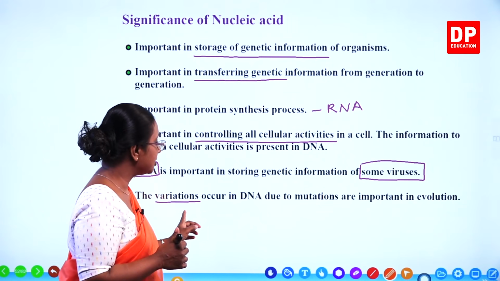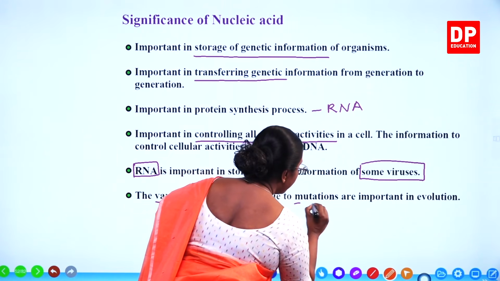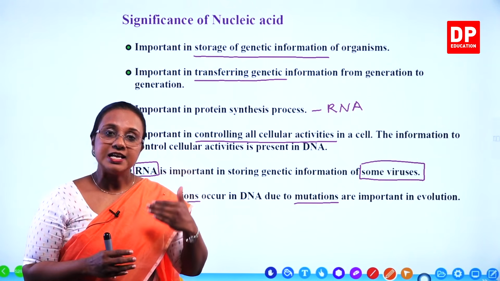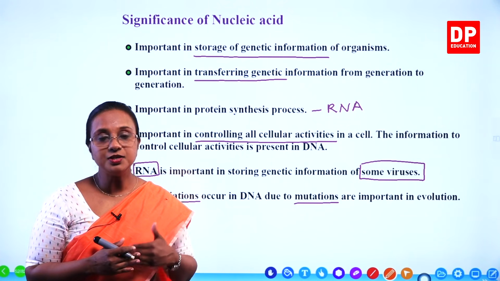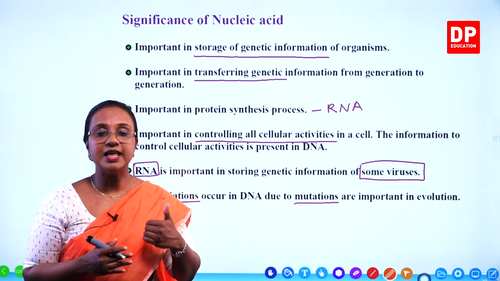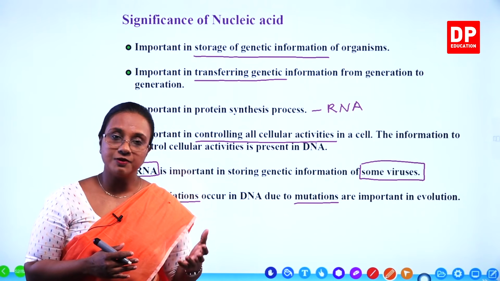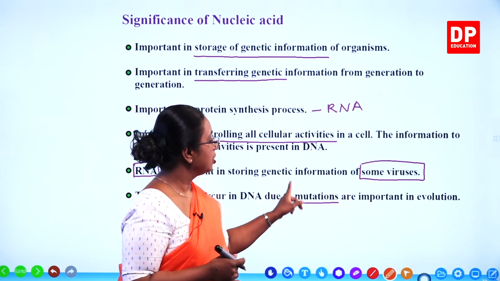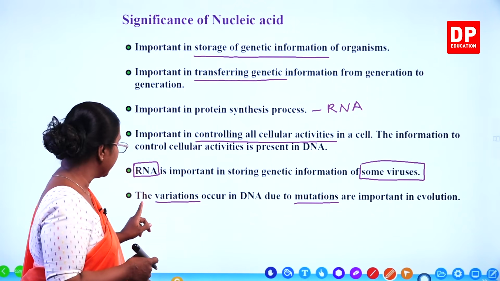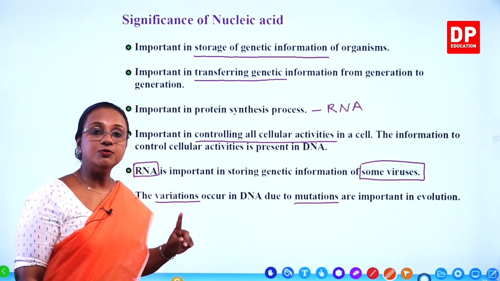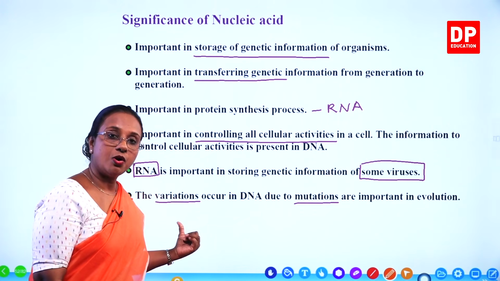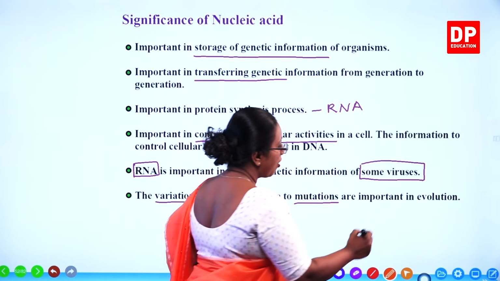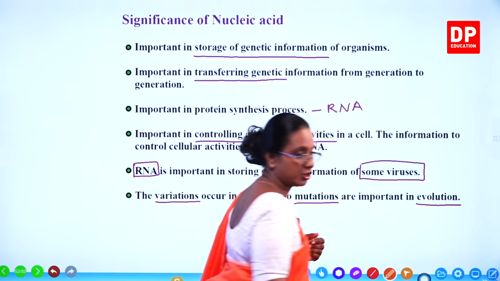Now, this variation occurs due to mutation. Mutation means there is a change that has happened to the DNA molecule that stores genetic information. This change is known as mutation. That mutation will lead to the formation of new characteristics, which is called variation. Now, these two are important in evolution.